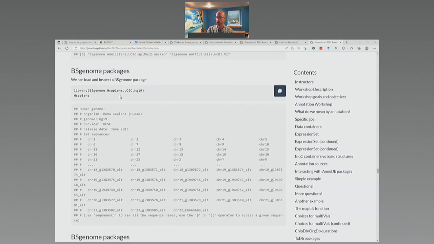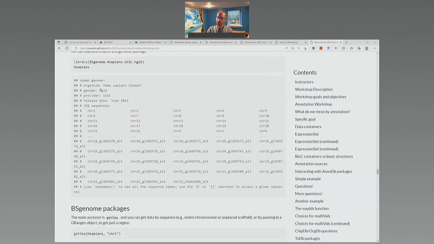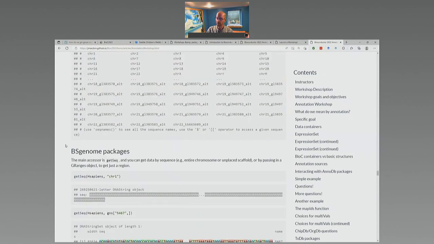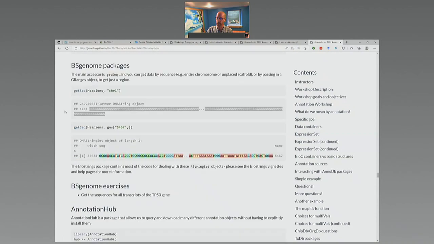If we just load one, we'll do the BSgenome HG19 version. And if you just do the show method, it'll show you all the stuff that's in it. It tells you it's HG19 and it came from UCSC and it's got all of the sequences, the regular chromosomes and then all these alternate haplotypes and stuff. The one claim to fame really for the BSgenome packages is getSeq, which is what you use to get the sequence out of the thing.